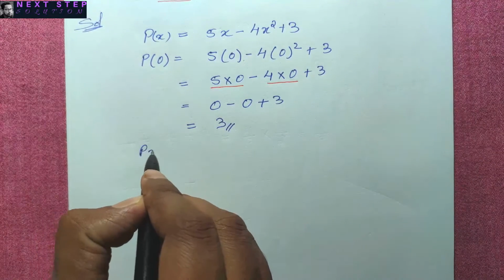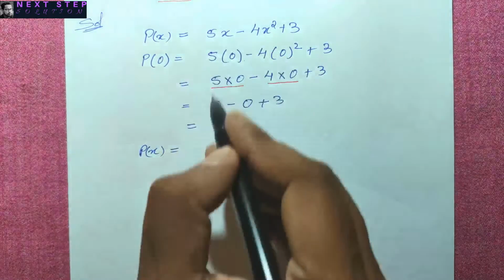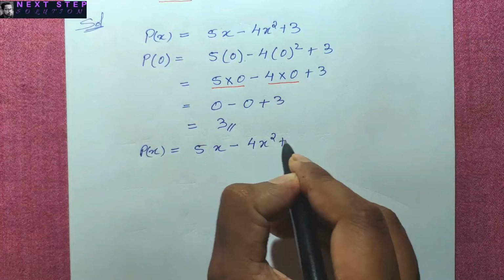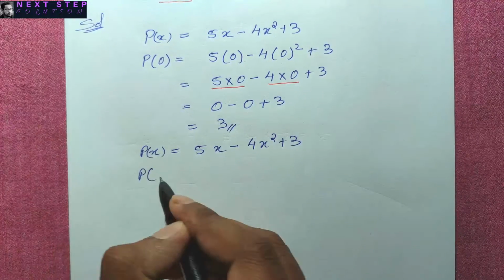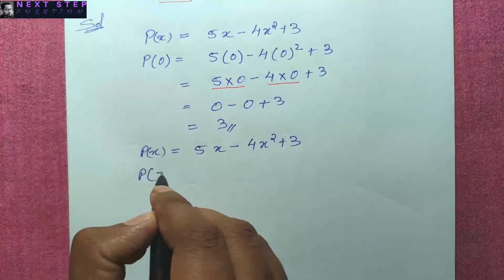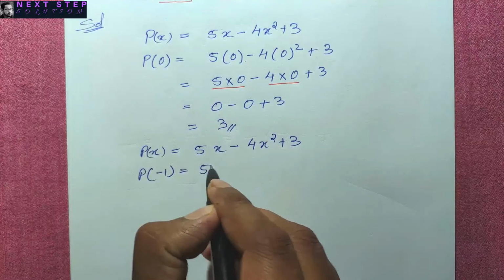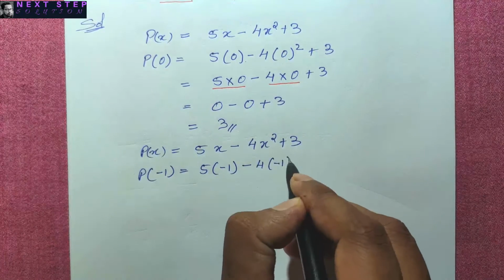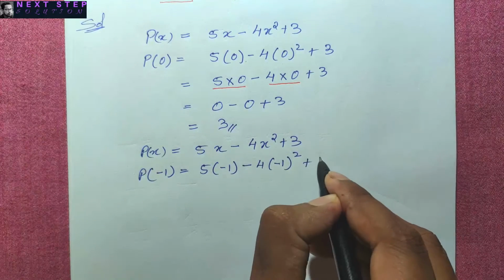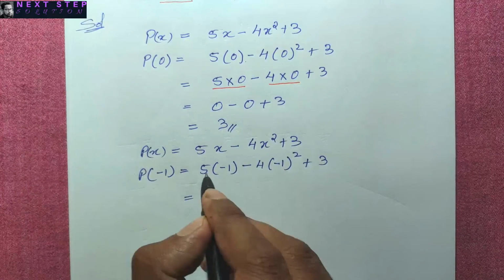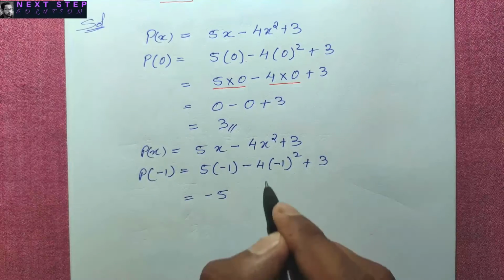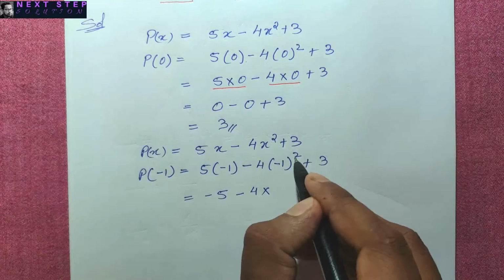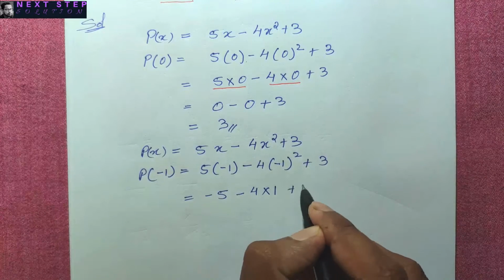p of x equals 5x minus 4x square plus 3. If this x becomes minus 1, then 5 will be multiplied with minus 1, minus 4 will be multiplied with minus 1 square, plus 3. Now 5 into minus 1 is minus 5, then minus 4 will be multiplied with minus 1 square. Minus 1 square is 1, plus 3.